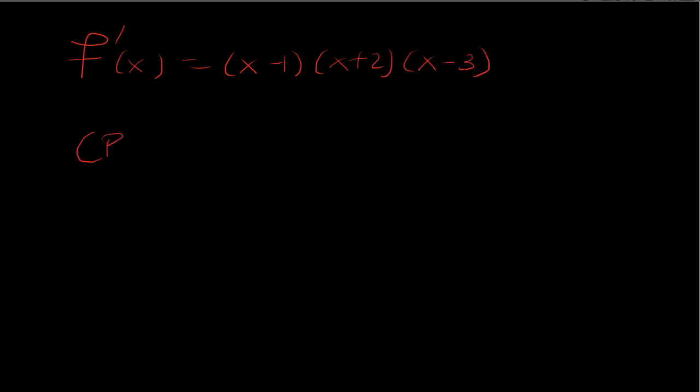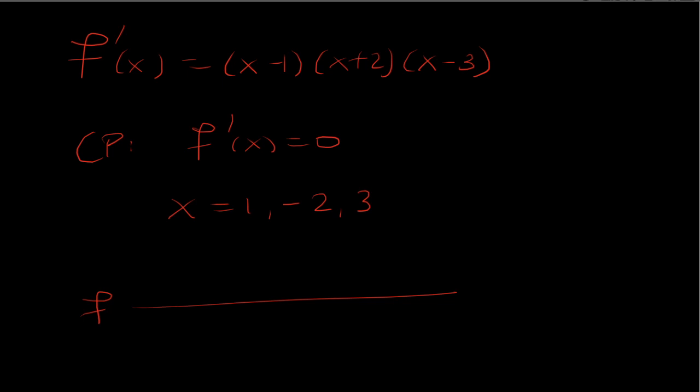Let's look at another example. Here we have f prime of x is equal to (x minus 1) times (x plus 2) times (x minus 3). For the critical points, I'm going to set the derivative equal to 0. And I get x equals 1, negative 2, and 3. Okay, now we're going to have our number line, and we're going to put in our critical points on there.